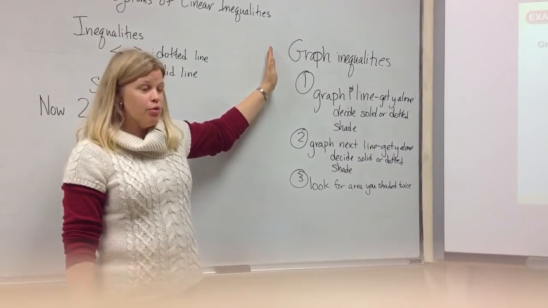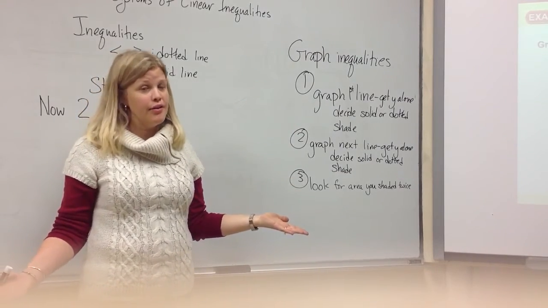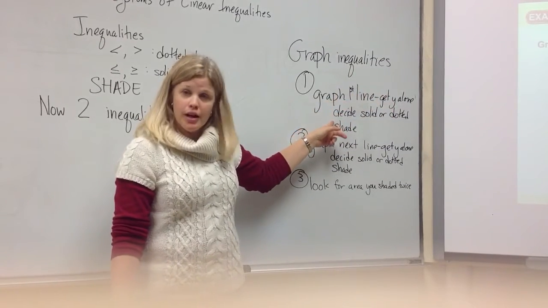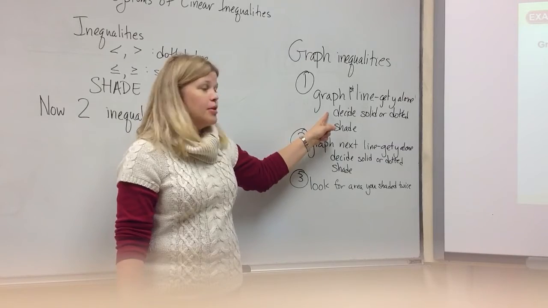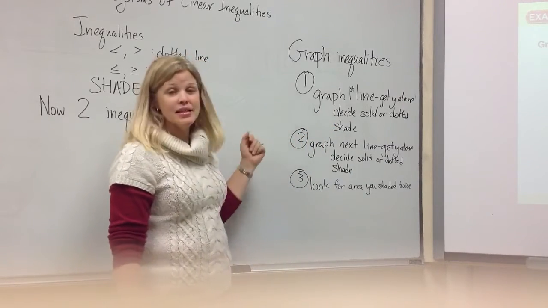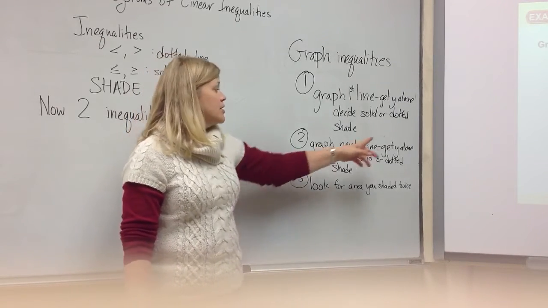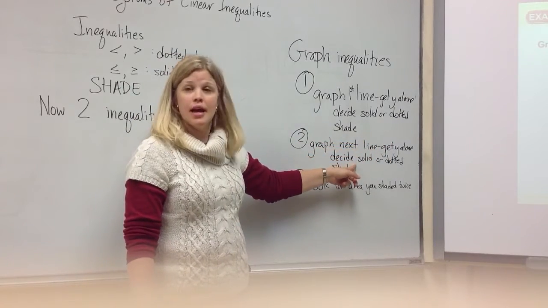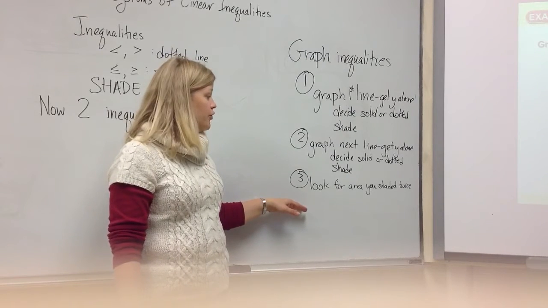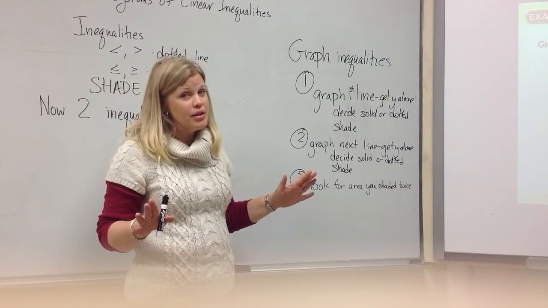How are we going to graph inequalities? Well, you graph your first line. And we've worked a lot on how to graph lines. You have to get y alone, and we've worked on that. Don't forget, because it's an inequality, we're going to decide whether it's a solid line or dotted line, and then we're going to shade. Because it's a system of inequalities, we're going to have to graph the next line. We're going to do the same thing. Get y alone, decide solid or dotted, and then shade. And then the third step, we're going to look for the area that we shaded twice.